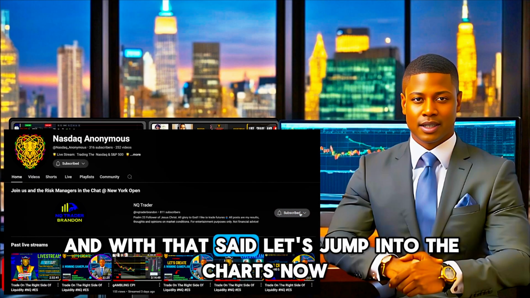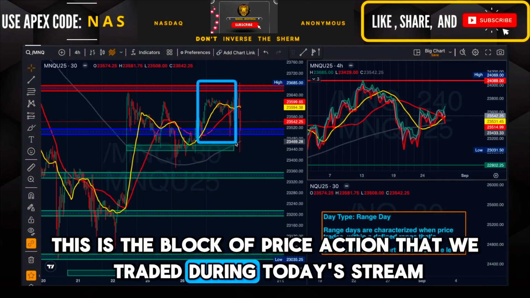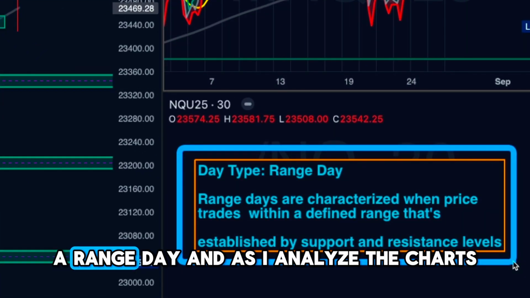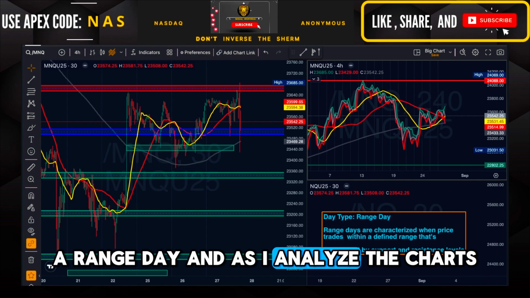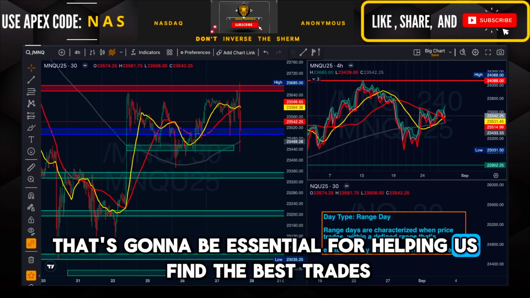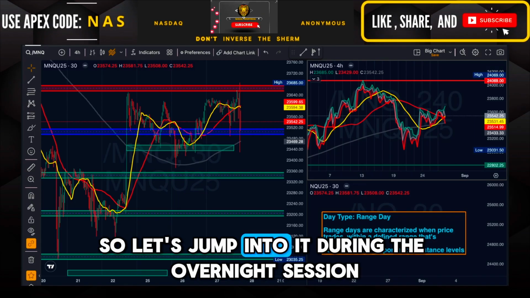And with that said, let's jump into the charts now. This is the block of price action that we traded during today's stream. And today was definitely a range day. And as I analyze the charts, I see about 3 clues that are going to be essential for helping us find the best trades going into tomorrow's stream. So let's jump into it.